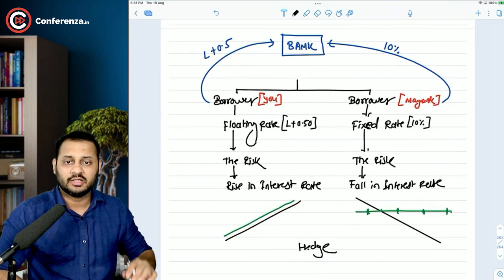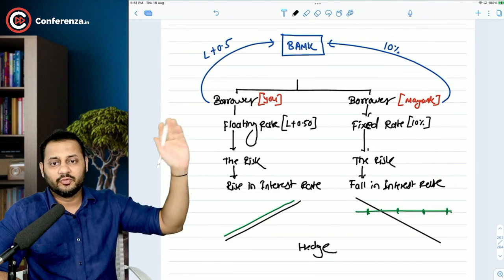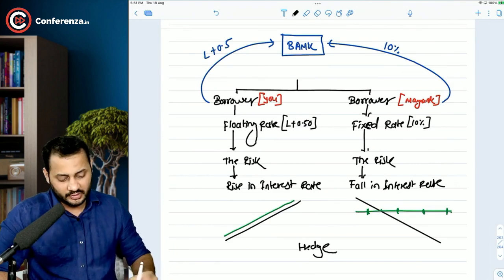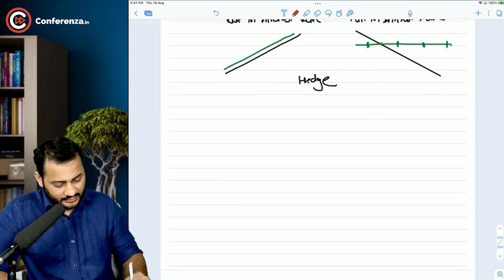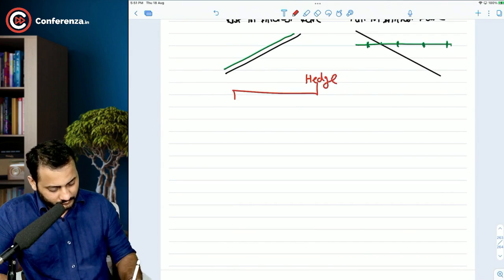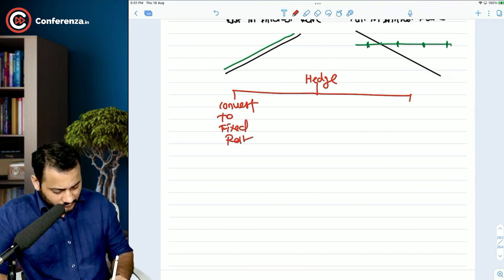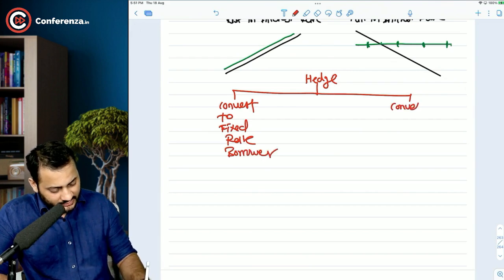It's very simple, sir. Convert the floating rate borrower to a fixed rate borrower. So if we convert, let's say, for example, how to hedge, I will just write it down. Convert to fixed rate borrower, and ask him to convert himself to floating rate.